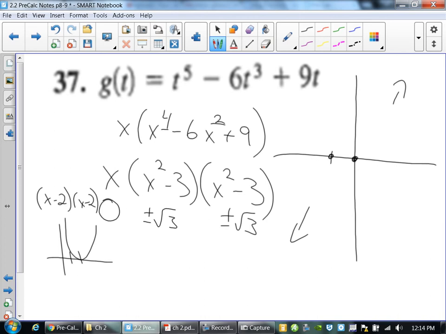So if we call this negative root 3 and this one positive root 3, it probably looks like this. I think it looks like that if you graph it, somewhere like that. Because the multiplicity means it's touching, not crossing through, it just touches at that spot. So it should look something like that.